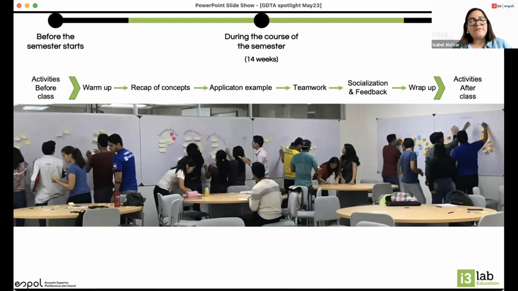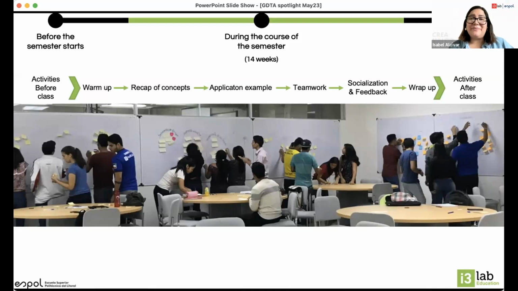Last part of the class from this 90-minute class, we leave space so that we can socialize what the teams have been working on and we can give additional feedback. And then lastly, we end our class with a wrap up of what we have been covering and explaining what the assignments are to be completed after class.